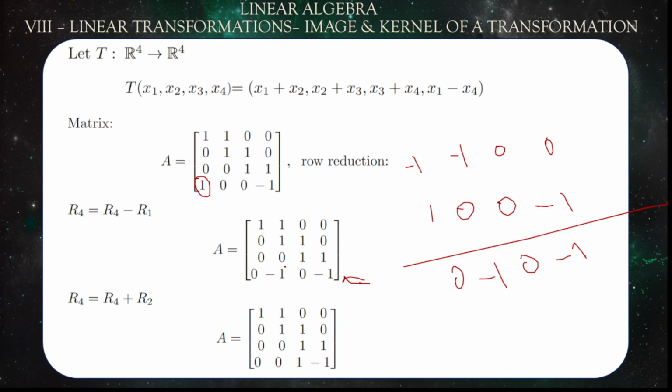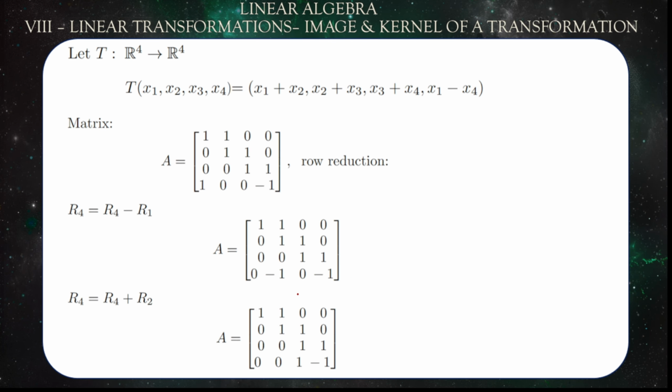Then we need to eliminate this minus 1 here in row 4, so that it would be triangularized. This is how we are running a row reduction. It needs to become an upper triangular matrix, with all the elements beneath the diagonal becoming 0. So R4 is equal to R4 plus R2. So this is R4, minus 1, 0, minus 1, plus R2.